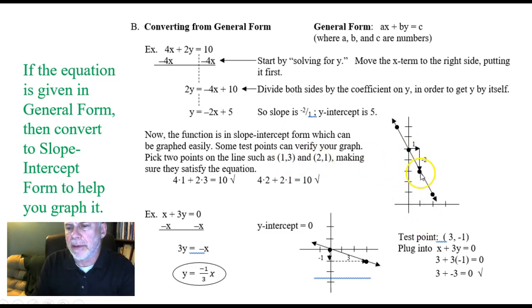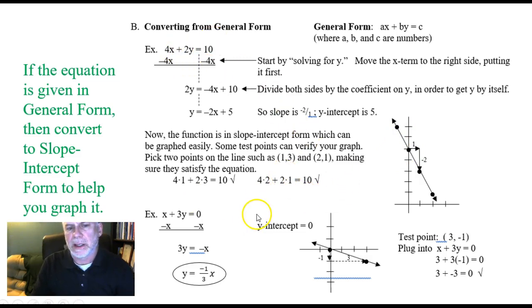So the point 1, 3 is on the line, we believe, and 2, 1, which is this point right here, is on the line. And if you plug them in to the original equation, you can see that both equal 10 on the left side, equals 10 on the right side. And so it verifies that our equation that we graph using the slope-intercept form is really the same line as the original problem.